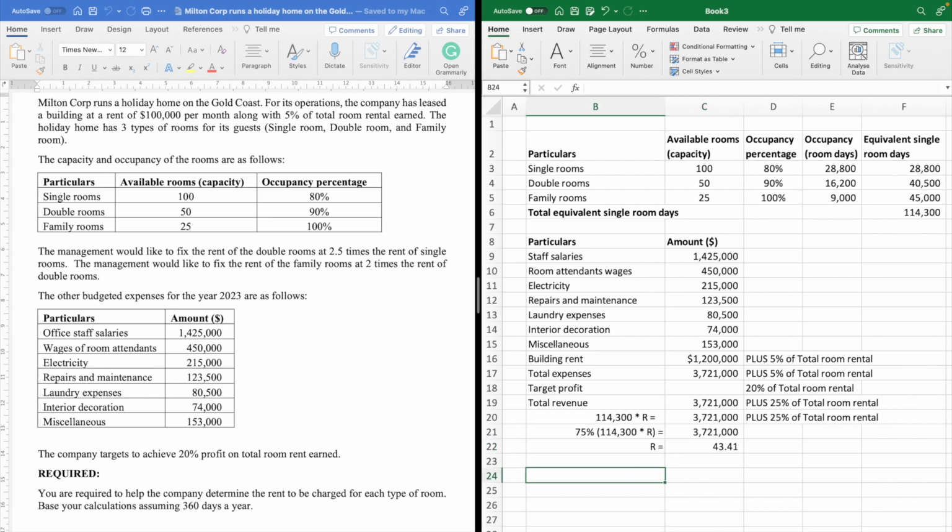So in order for the company to earn a target profit of 20% on total room rent, the company should charge the following room rents. For single rooms, the company should charge 43.41. For double rooms, the company would charge 43.41 times 2.5, which is 108.52, and for family rooms, the company would charge 108.52 times 2, 217.03. So I hope this video was helpful.